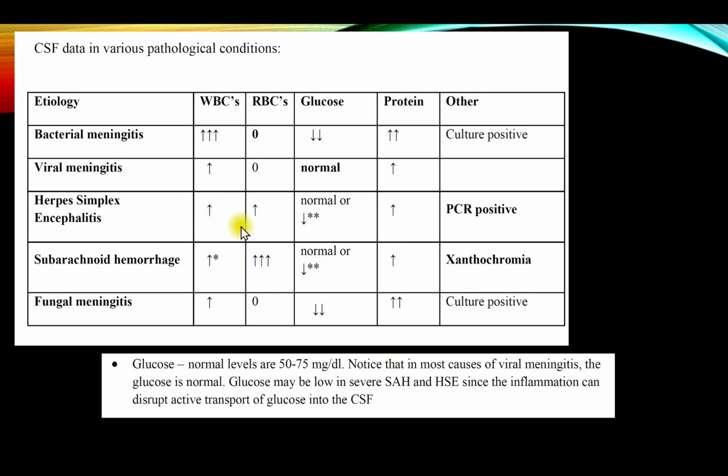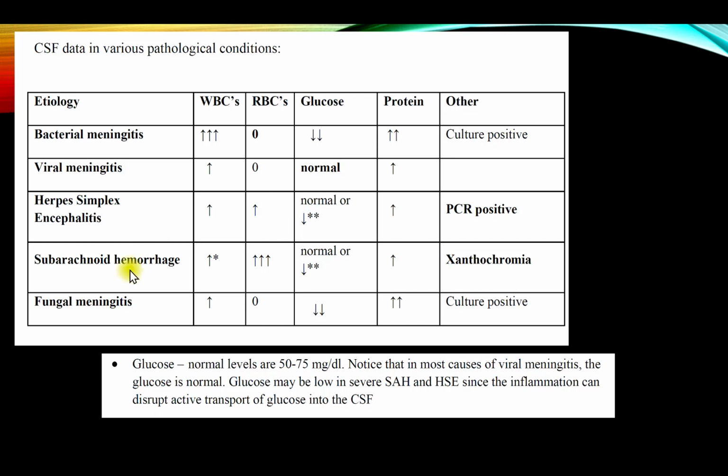So we have inflammatory cells, white blood cells, not surprisingly, in herpes simplex encephalitis. It turns out that herpes simplex is rather destructive to blood vessels. And so we get some leakage of red blood cells into the CSF in herpes simplex encephalitis. The glucose in herpes simplex can be normal, or it can go down a little bit. And this occurs because in herpes simplex, you can disrupt the active transport of glucose into the CSF, so you can get a little bit of lowering there.